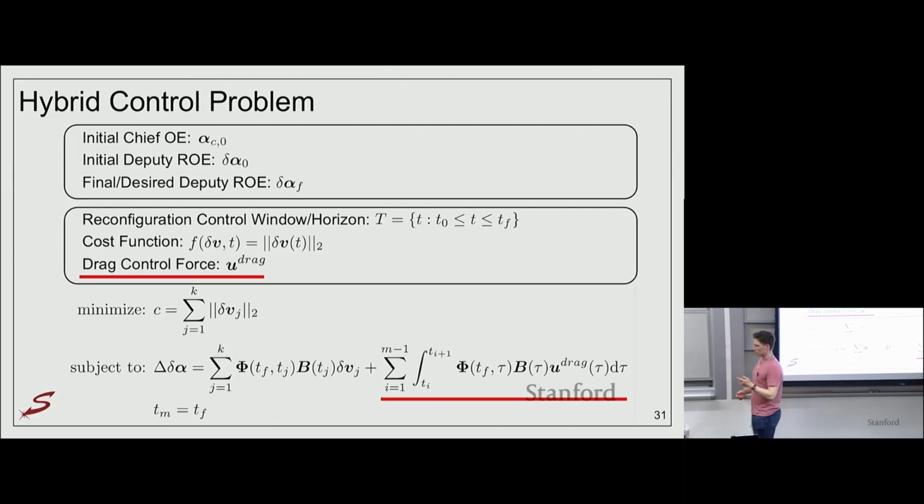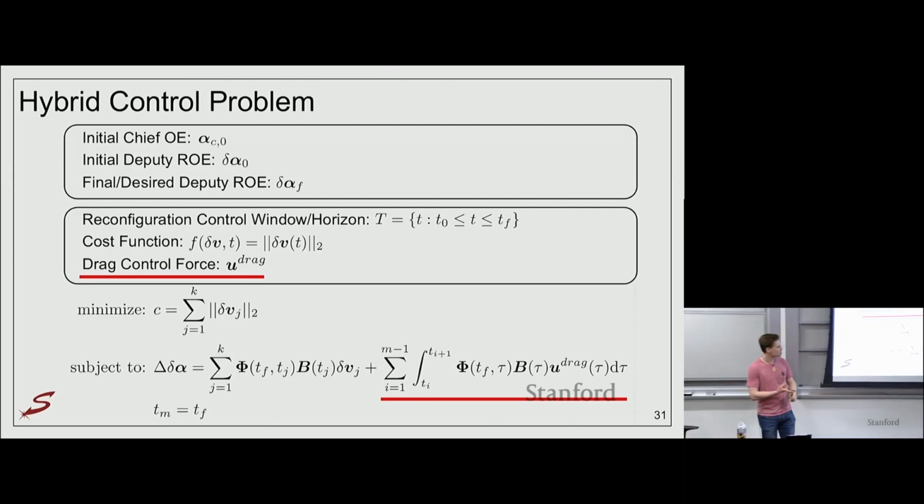We do this by dividing the control window into m time steps and analytically integrating the effect of differential drag over each time step. Differential drag is not an impulsive maneuver. It actually has a very low maneuver magnitude that really only becomes applicable when you're dealing with relatively long control windows. So you kind of have to integrate its effect to be able to fully capture what it does.